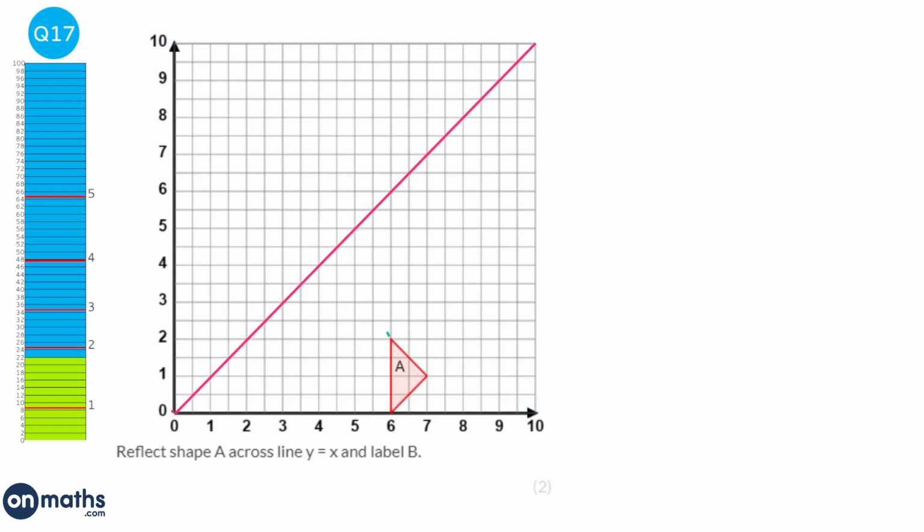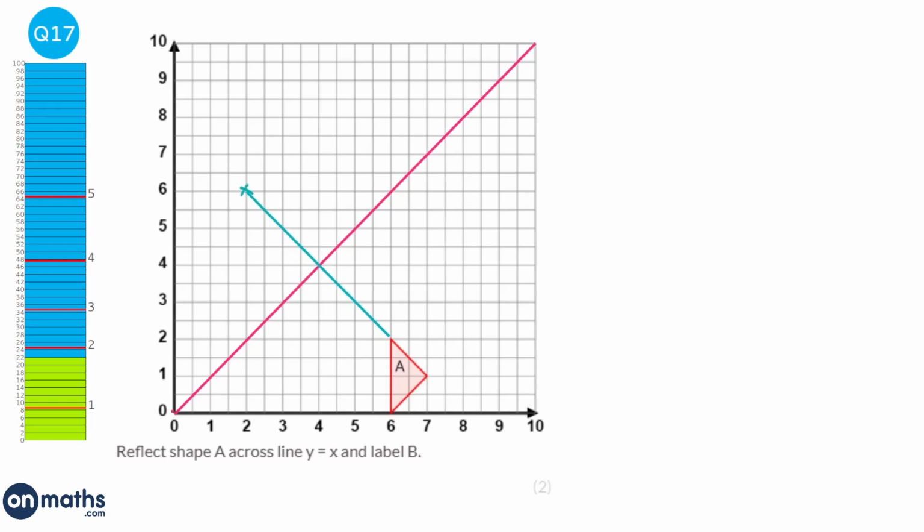And so if I pick a point, I'm going to pick the top one. We can see it goes 4 diagonals to hit that line. So 1, 2, 3, 4. So it will go another 4 diagonals. So that will be one of the coordinates there.